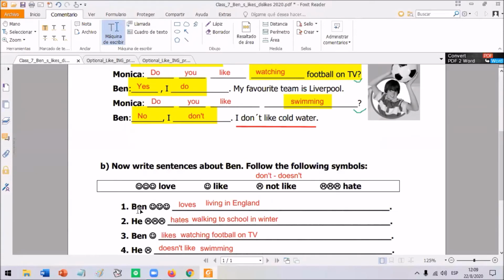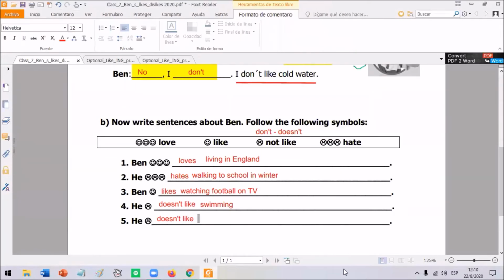Very good. So let's write that. It's not an activity, but still. He doesn't like cold water. No le gusta el agua fría. No es una acción, por eso no hay ing. Okay? Como cuando digo me gusta la pizza, no me gusta la aceituna, etc. Okay? So, he doesn't like cold water. Excellent. Now, let's check the next activity of today's class.